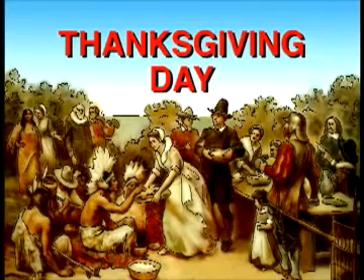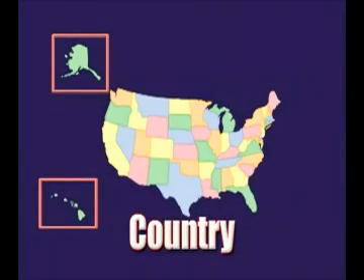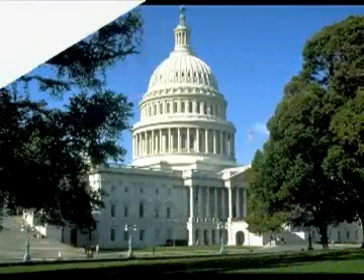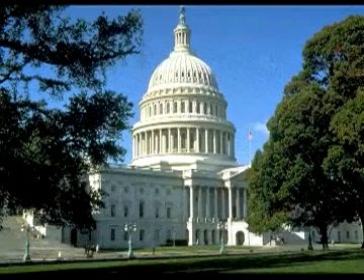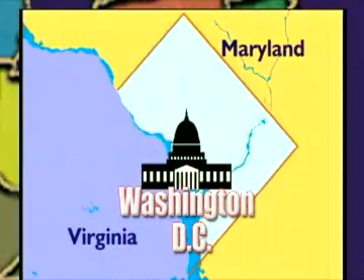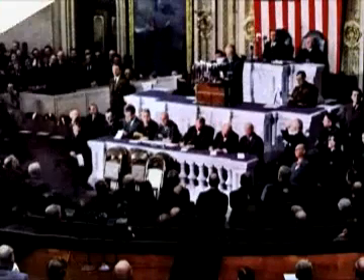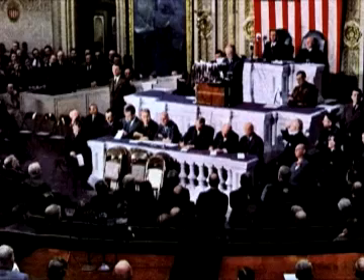So, what have we learned? The United States of America is our country. And it's made of 50 states. Each state has a capital and many different people. Our country has a capital, too. What is it called? Washington, D.C. And what's in Washington, D.C.? Our country's government.